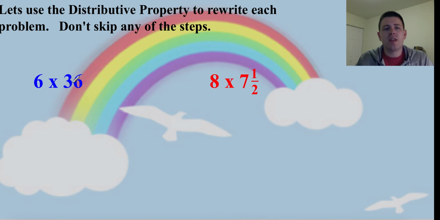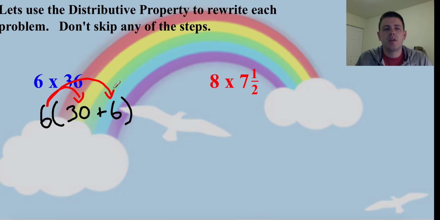Right now we have 6 times 36. I don't really know what I'm going to get when I multiply times 36, but 36 is really 30 plus 6. I just break it into 2 pieces. Those I can multiply times 6. So this is a case where I can use my distributive property. I'm going to take the 6 times each of the pieces. So 6 times 30, 6 times 6.